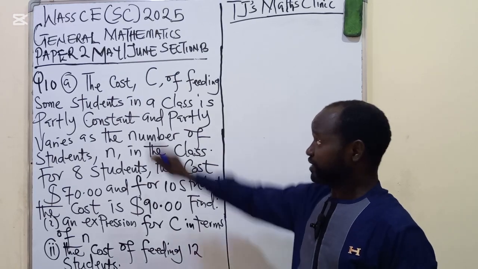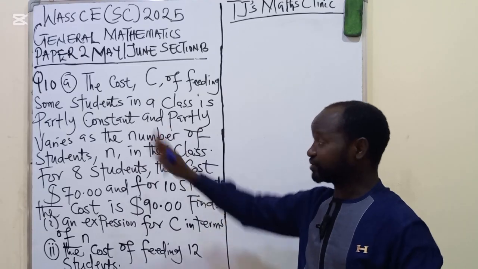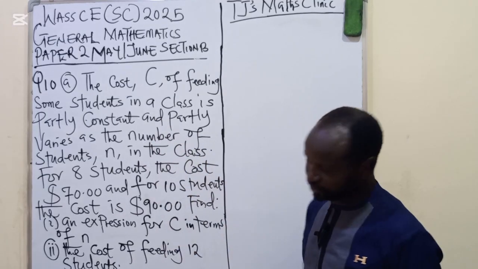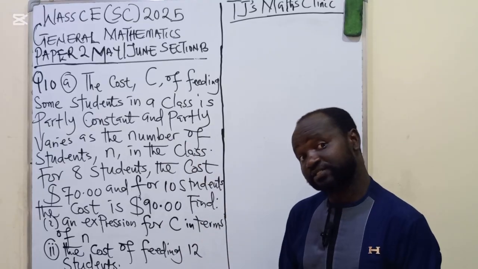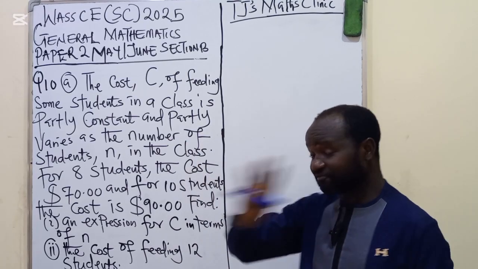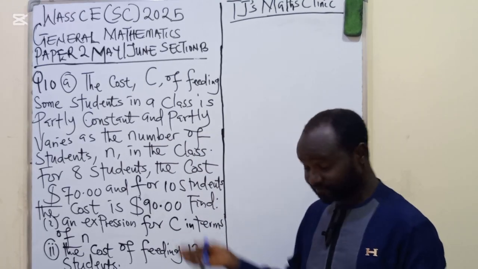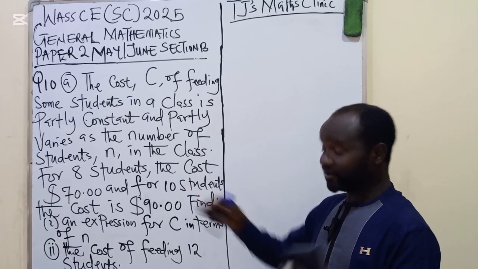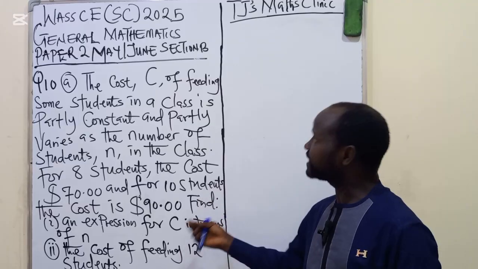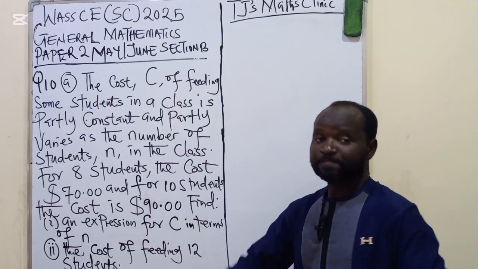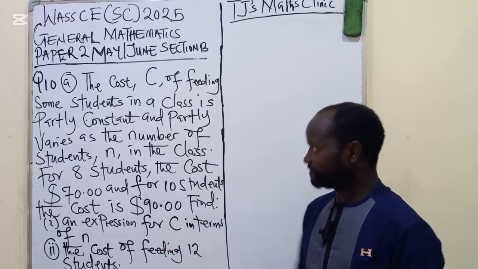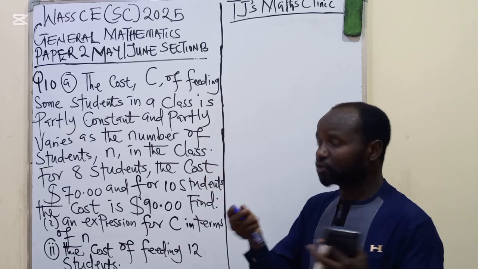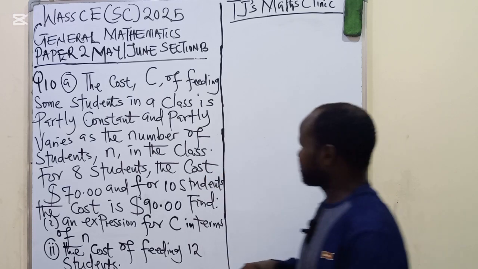First thing to do is to identify which topic this question is from. Of course, this is from variation. And which type of variation is this? Basically, we have four types of variation: direct variation, indirect or inverse variation, joint variation and partial variation. Of course, this is partial variation. In partial variation, we have two constants of variation. Let's look at how we can handle this.